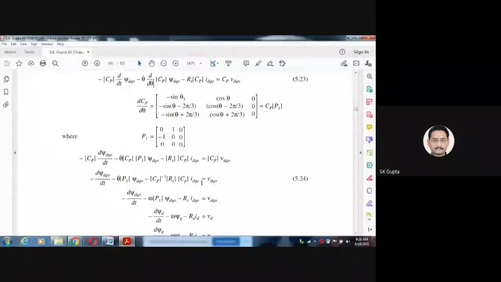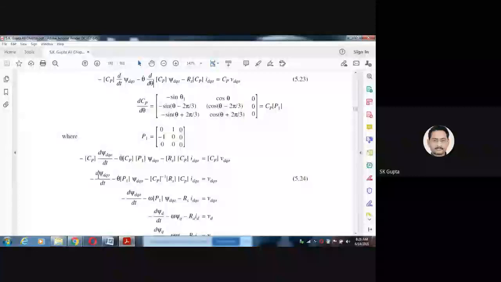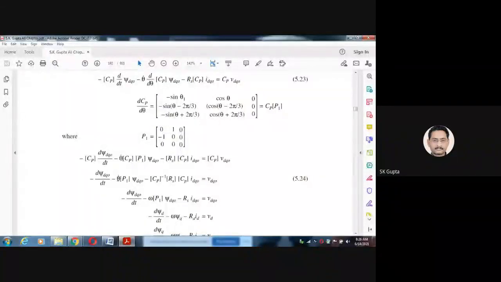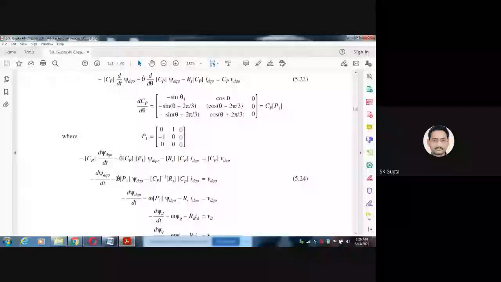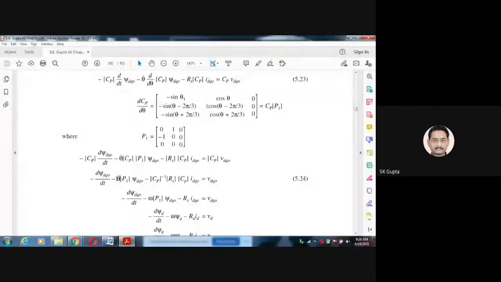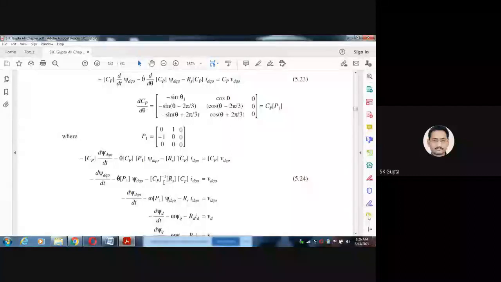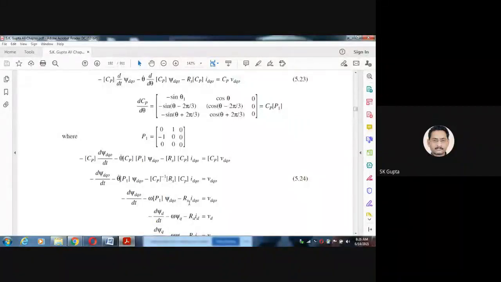Again, dψ/dt of psi dq0, d theta by dt, and what is theta? Theta is the angle between rotor and rotating flux. Its speed, the rotor's speed, rotor angle. So differentiation of rotor angle is the speed, the angular speed of the rotor. So theta dot is equal to omega. It is omega P1 and psi dq0. This is equal to Rs times I dq. This equation will come. So now you see this equation.